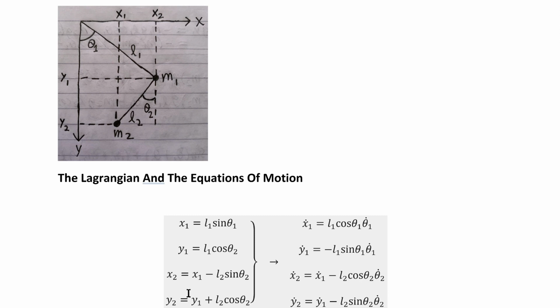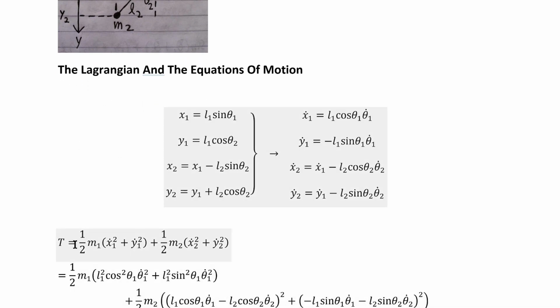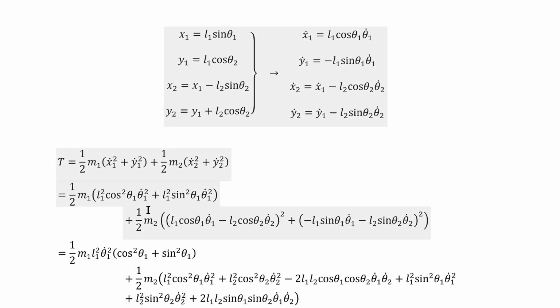So bothering to do that trigonometry gets us this, and then we can straightforwardly use the chain rule to take the time derivatives to get the needed x and y velocities here. We then already know how to write the kinetic energy in terms of x's and y's, which allows us to get the kinetic energy in terms of the generalized coordinates via a simple substitution, which I've done here.